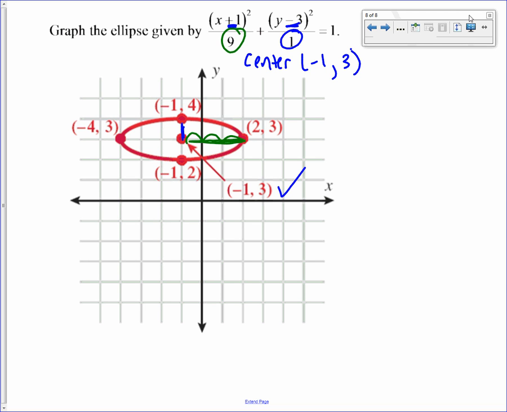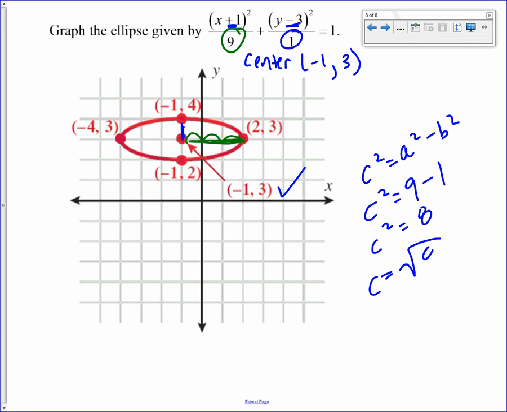I could still find my foci. Still going to be c squared equals a squared minus b squared. a squared is 9, b squared is 1. So c equals the square root of 8, which is a little bit less than 3. And I can see here that my foci would go in the horizontal direction on the major axis a little bit less than 3 away from the center.